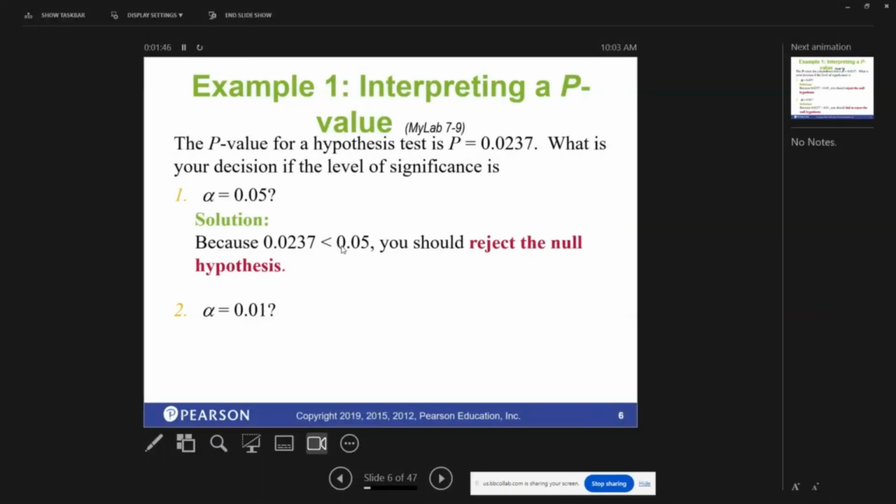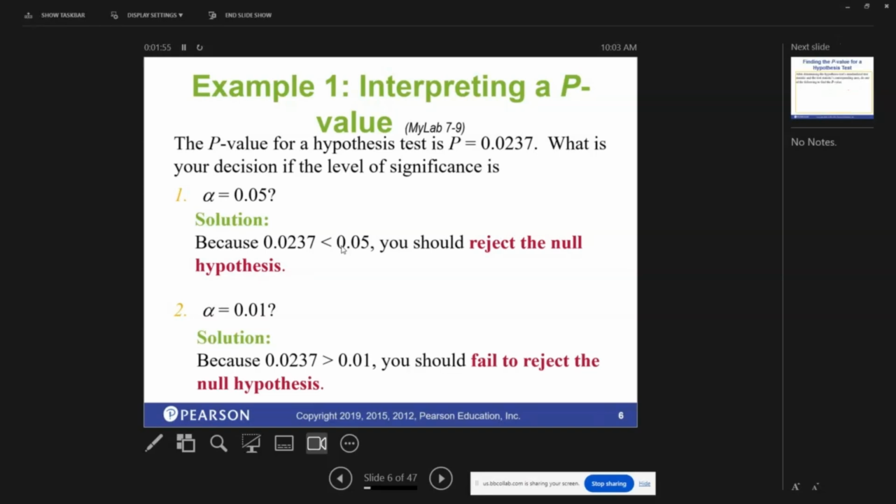Okay, what if alpha is 0.01? If alpha is 0.01, then we're going to compare the given p-value 0.0237 and 0.01. This time p is greater than alpha. So like we said on the previous slide, when p is greater than alpha, we fail to reject the H sub 0.